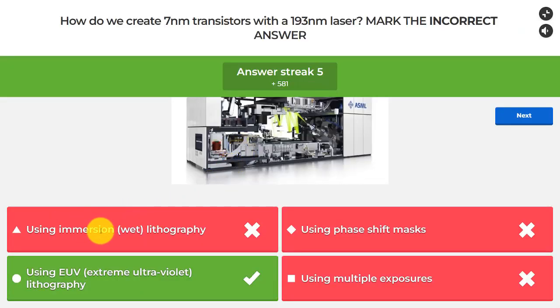So going back here, we use wet lithography, we use phase shift masks, and we use multiple exposures, all with 193 nanometer laser. And then the next step is really to get a 10x reduction by going over to extreme UV. But again, you should know that these other techniques are in some ways being used or will be used in the future with extreme ultraviolet lasers as well.